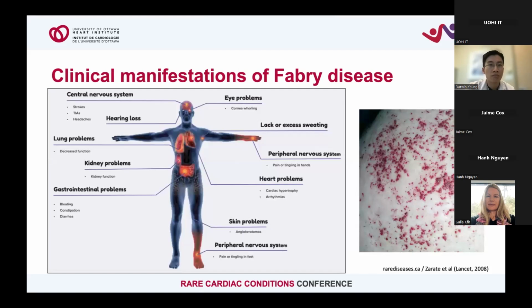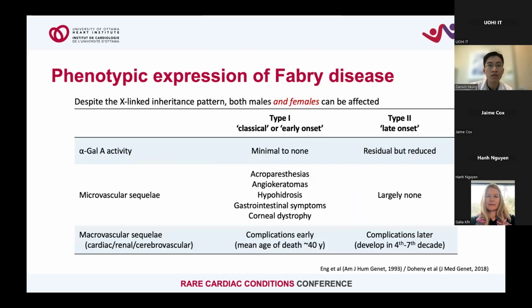Again, we mentioned that Fabry disease is a multi-system disease with multiple clinical manifestations involving different organ systems. And the image on the right is the characteristic dermatologic lesion, these angiokeratomas that can occur in classic early onset Fabry patients. The phenotypic expression of Fabry disease can be grouped into 2 types. Despite the X-linked inheritance pattern, both males and females can be affected. Of course, females are less affected because of residual enzyme activity.